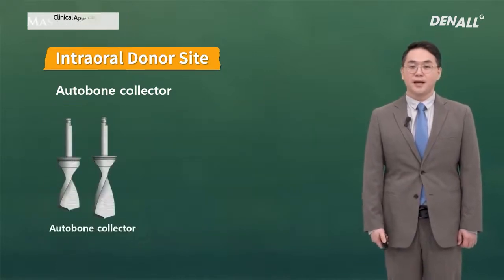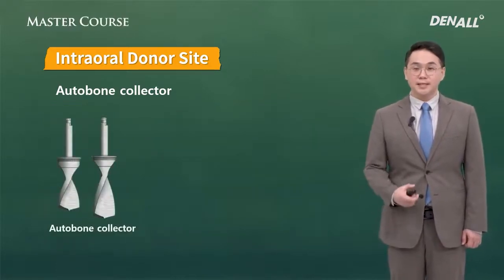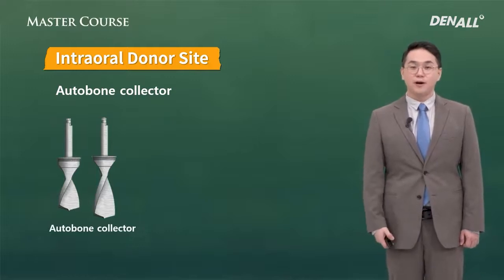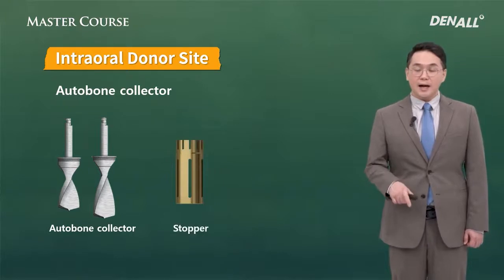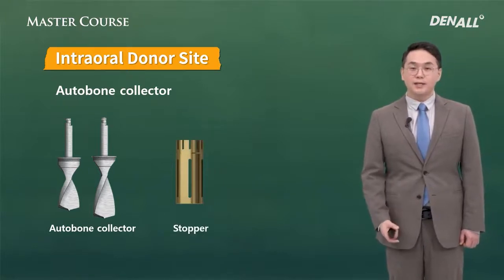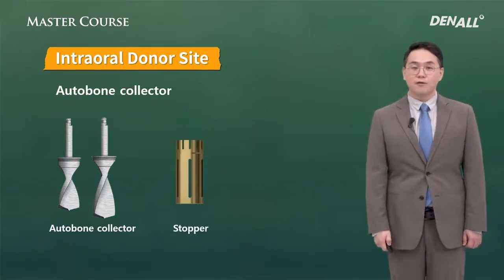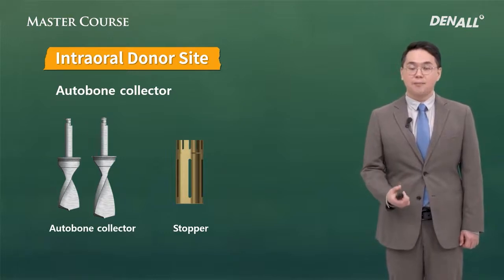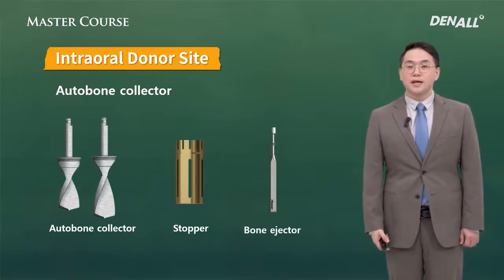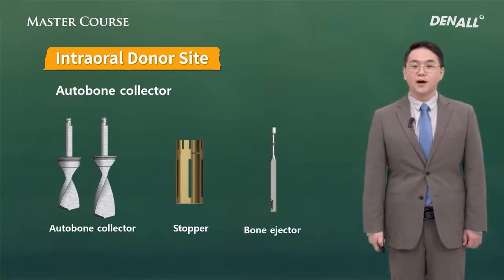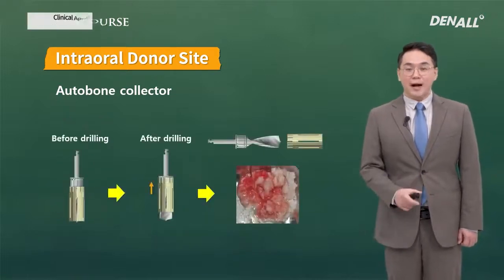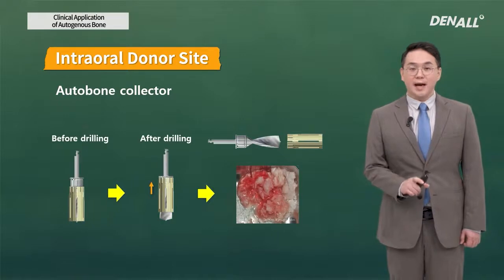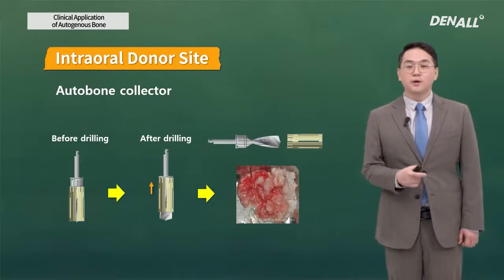These are the components. There are different diameter drills and stoppers for the drills. The cortical bone debris drilled is collected in the stopper. The bone ejector is used to take out the harvested bone from the stopper. The stopper is connected to the bottom of the auto bone collector.